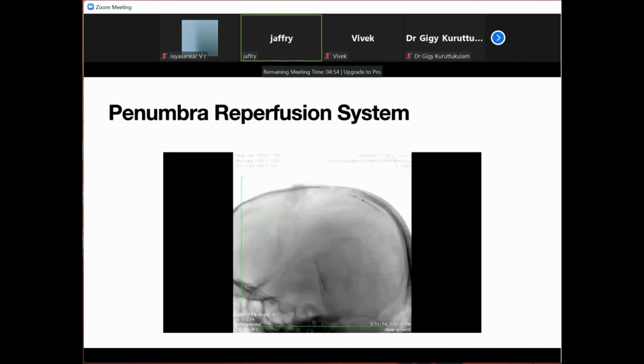So this is the video of the Penumbra reperfusion system. Here they pass the hardware, and here we can see they are taking out the thrombus through the Penumbra system.